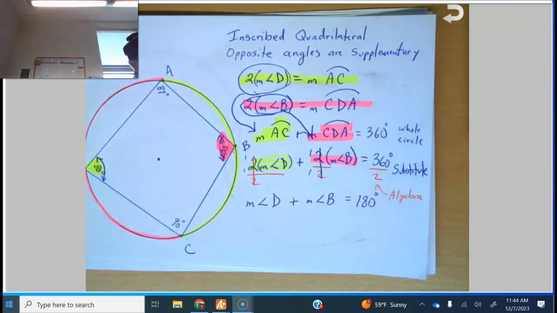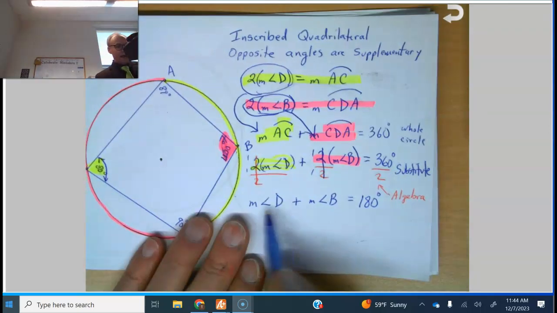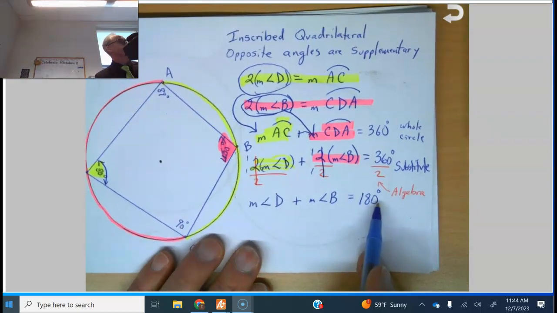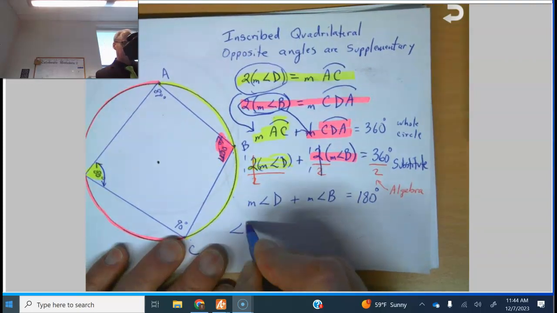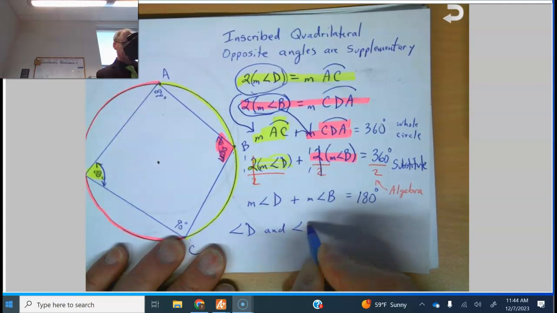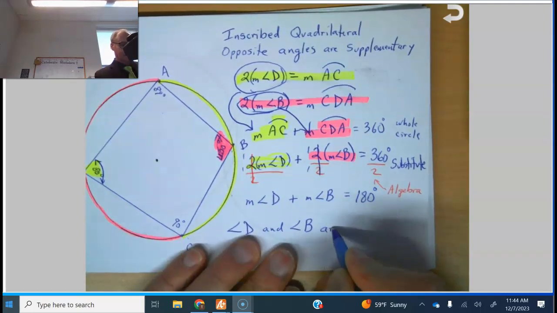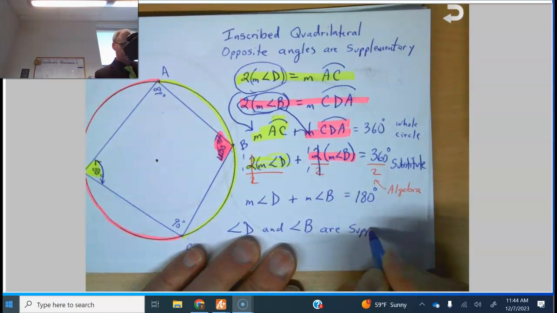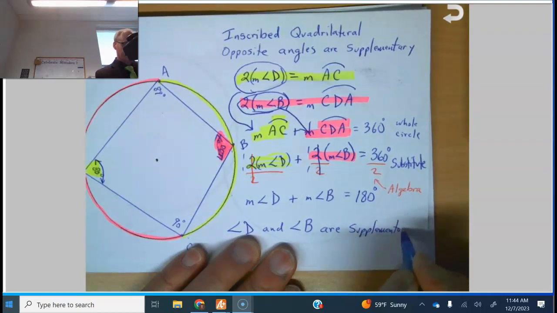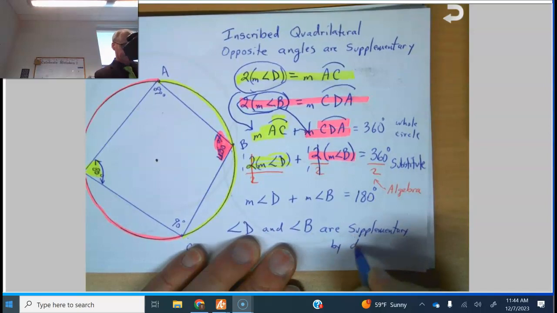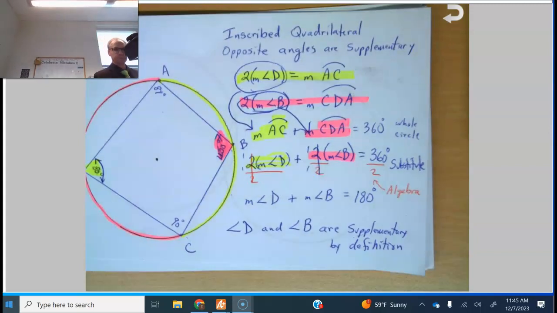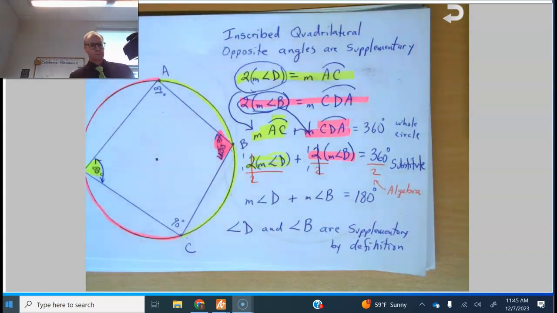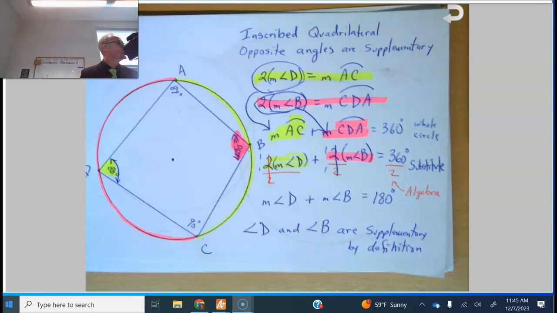And what that says is that the opposite angles are supplementary by definition. When you add angles together and get 180, that means they're supplements. That's the definition of supplementary. So angle D and angle B, the opposite angles, are supplementary, by definition. Sorry, I messed that up a little. This is your whole proof.